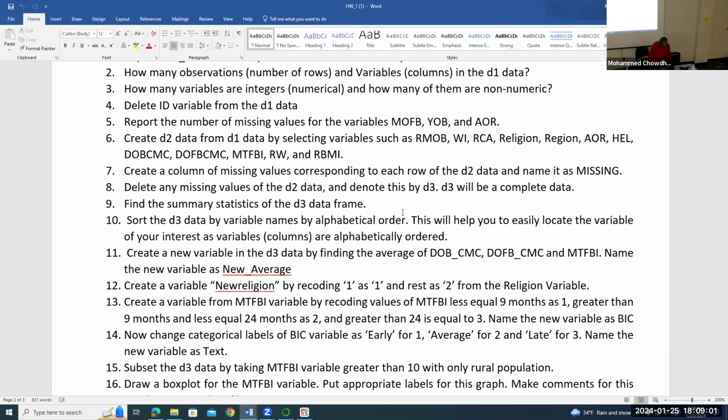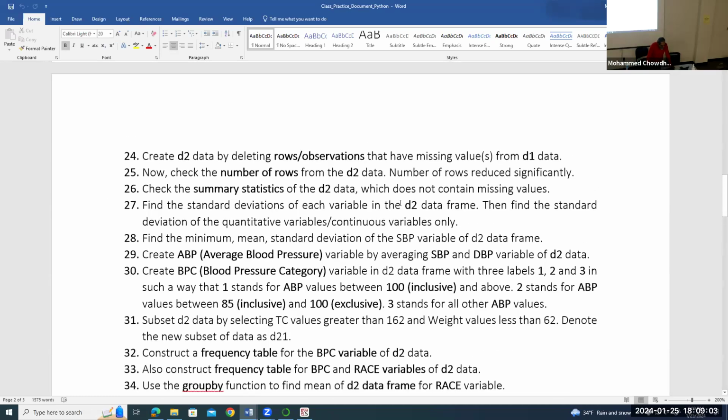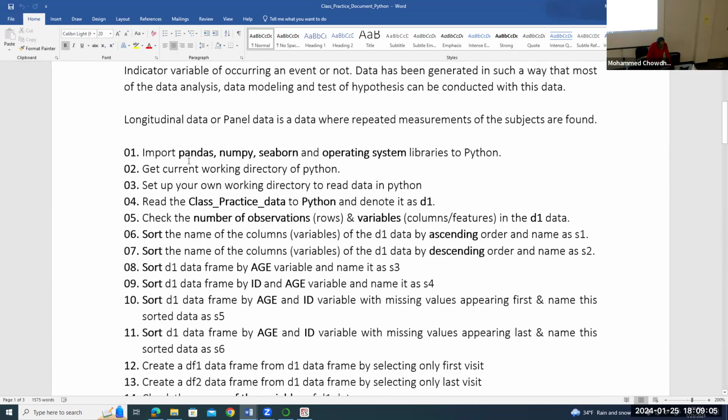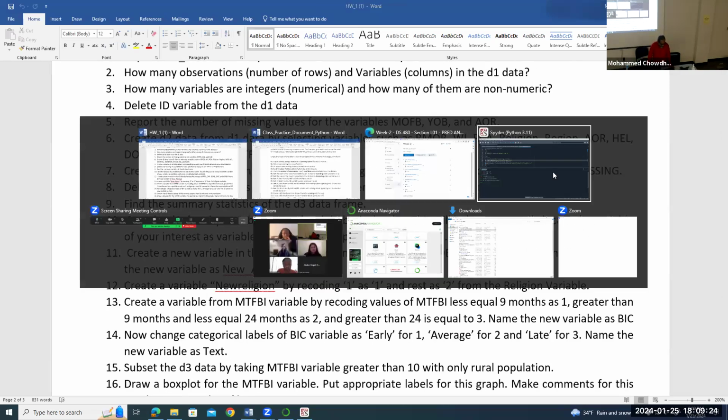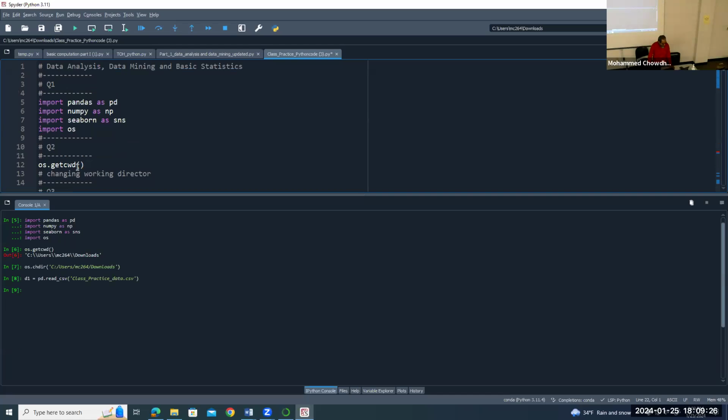Wording is different. Okay. So after doing that, now come in here: import pandas, numpy, seaborn, and operating system libraries to Python, which I already did. Question number 1 done. Get the current working directory of Python, which I already did. Get CWD, right? Get CWD and parenthesis, I got that. Get CWD, OS operating system, I got that.